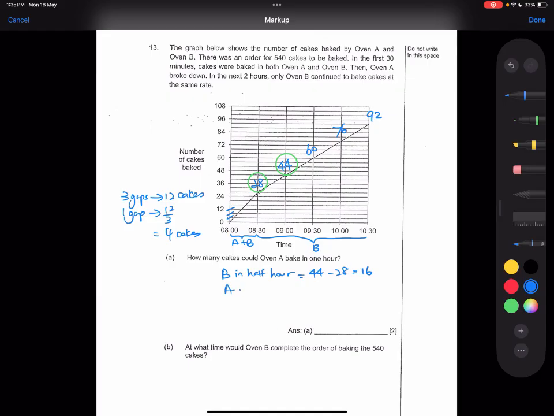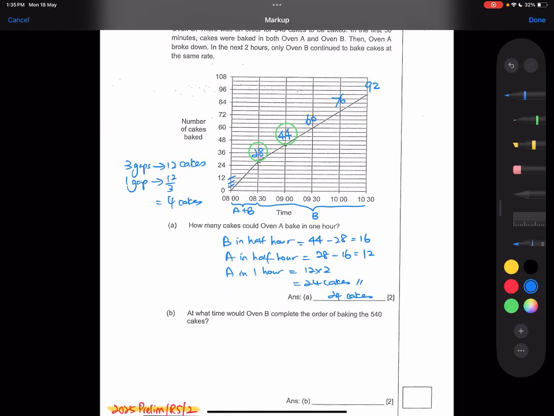So A in half an hour is equal to 28 minus away the 16, that gives us 12. So A bakes 12 cakes in half an hour. So A in 1 hour equals 12 times 2. That's 24 cakes. This is our answer, 24 cakes.